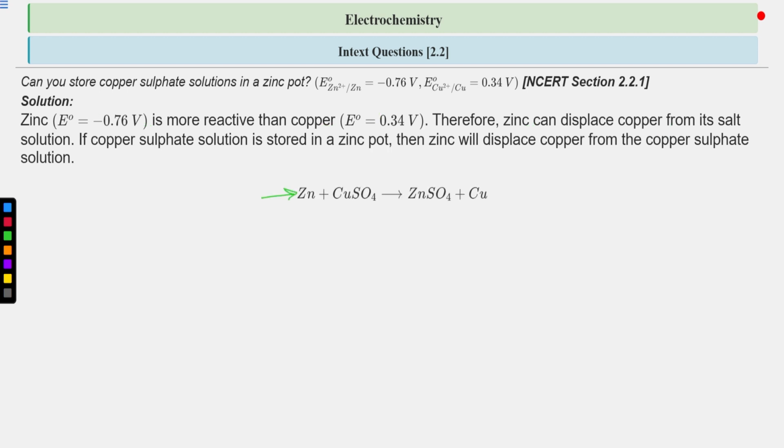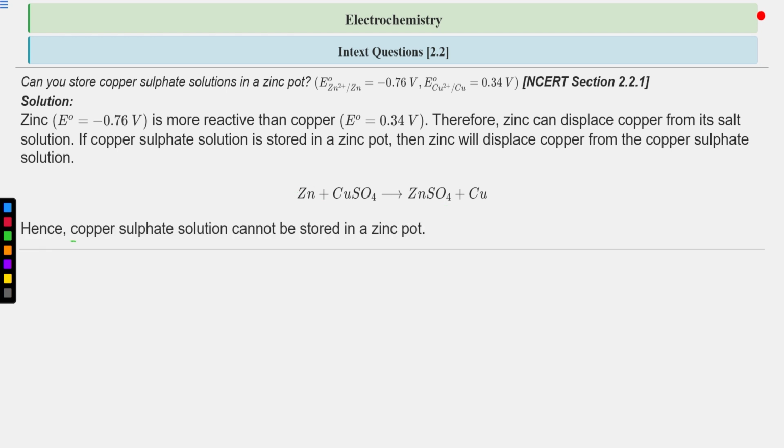And the following reaction will take place. The zinc will react with the copper sulfate solution and displace the copper. So we will get zinc sulfate plus copper. Hence, we cannot store this copper sulfate solution in a zinc pot, because zinc is more reactive than the copper. And we determine this by seeing their E naught values.